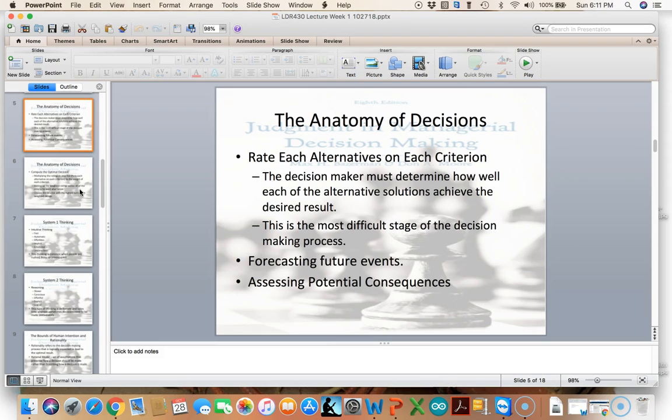We want to rate each of the alternatives on their criteria. The decision maker must determine how well each of the alternative solutions achieves the desired result. This is the most difficult stage of the decision-making process. This makes us forecasters, and we have to look into the future to determine what events are on the horizon. And we have to assess potential consequences for how they can impact what we're trying to do.